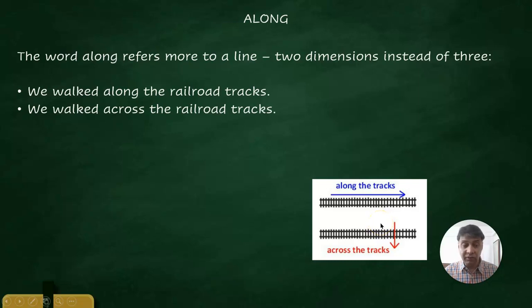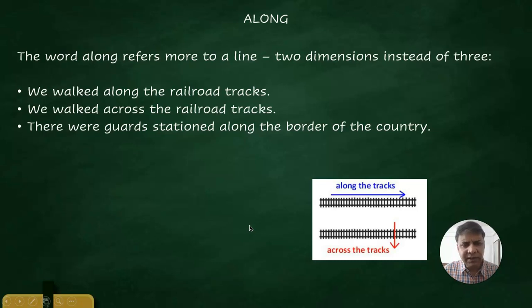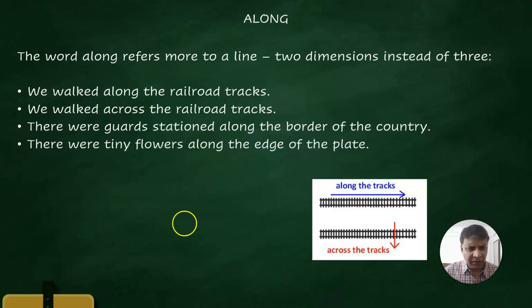Across the railroad tracks, well, we've already understood, you're walking on the opposite side. You're crossing the railroad, you're crossing the rail track and moving on to the opposite side. So along is moving, you're moving by the side. Across is moving, you're moving to the opposite side, right? There were guards stationed along the border of the country. Now the border of the country is a long stretch, okay? There were tiny flowers along the edge of the plate, right? So I hope the meaning of the word along is clear to you.